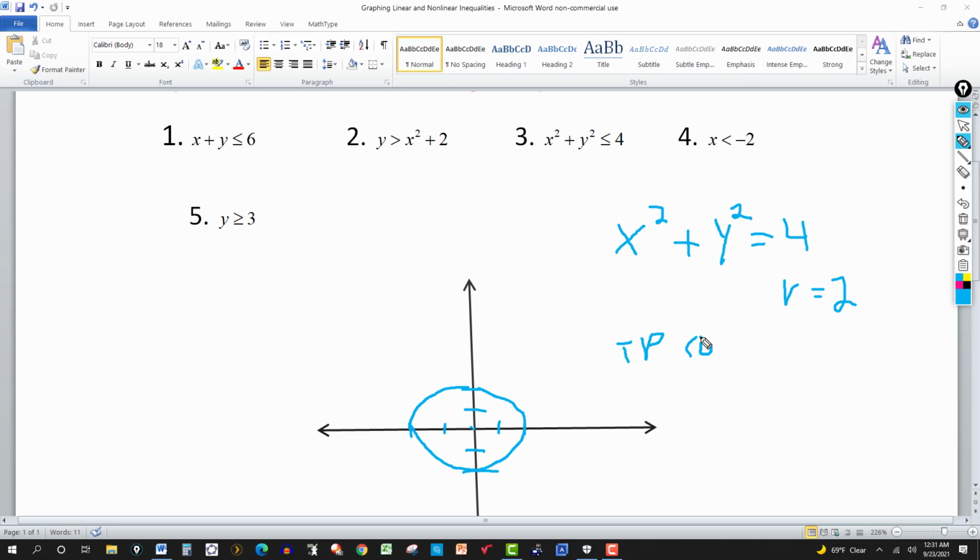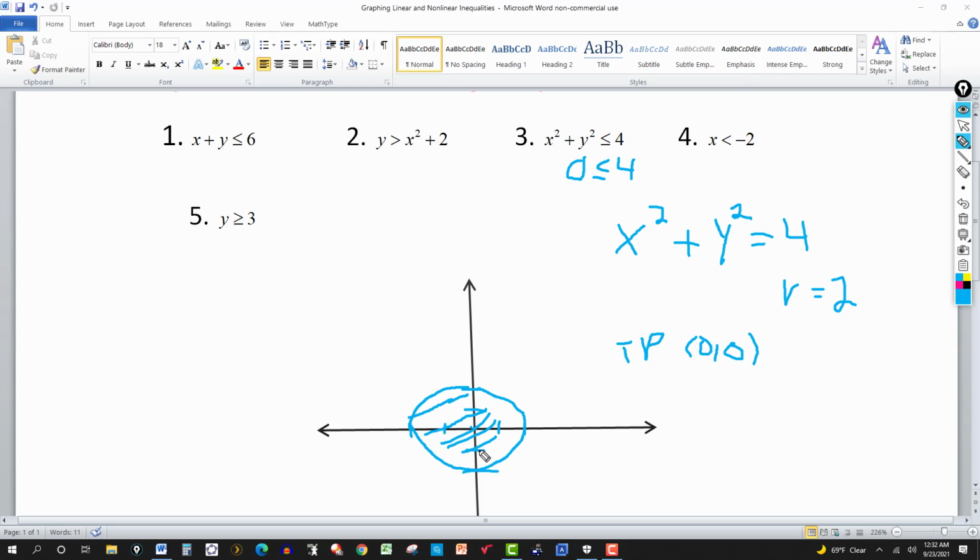0, 0. And then you plug that into the original inequality, and if you get a true statement, then you shade everything inside the circle. If you get a false statement, you shade everything outside. So here I go: 0 squared plus 0 squared, and that gives me 0 less than or equal to 4. That's a true statement. So I shade everything inside.